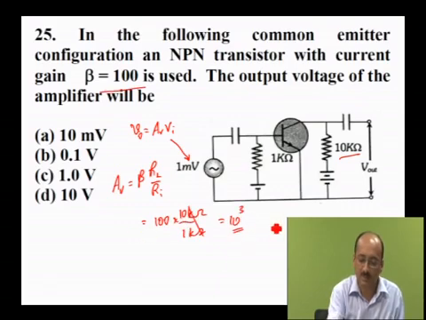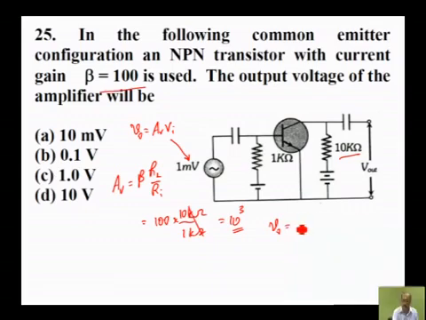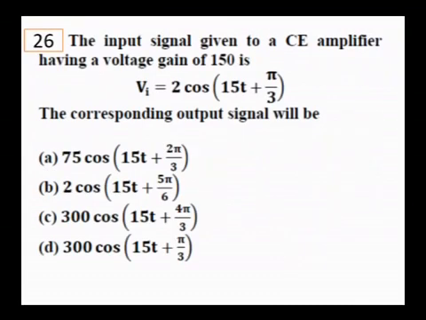Now you substitute. V0 will be equal to AV, which is 10 raised to 3, into Vi, which is 1 millivolt. 1 millivolt means 10 raised to minus 3. This will make it 1. So V0 is 1 volt. So C is the choice.